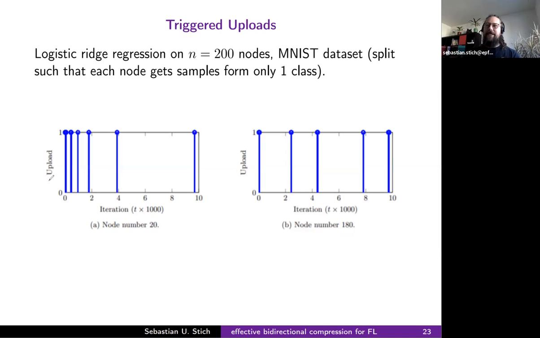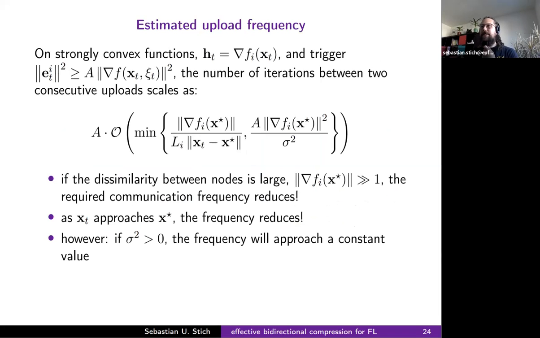So can we theoretically understand what is happening to this upload frequency? This is not a fully rigorous argument, but more a rule of thumb. We can show under some strong conditions that the expected gap between two successive communications should roughly scale as this expression. We observe two interesting things. First of all, if the difference between the nodes is large, we need to communicate less often. This is very surprising, because for all the other algorithms, it's a real problem if the data is different on the machines. In this case, this somehow is to the advantage.